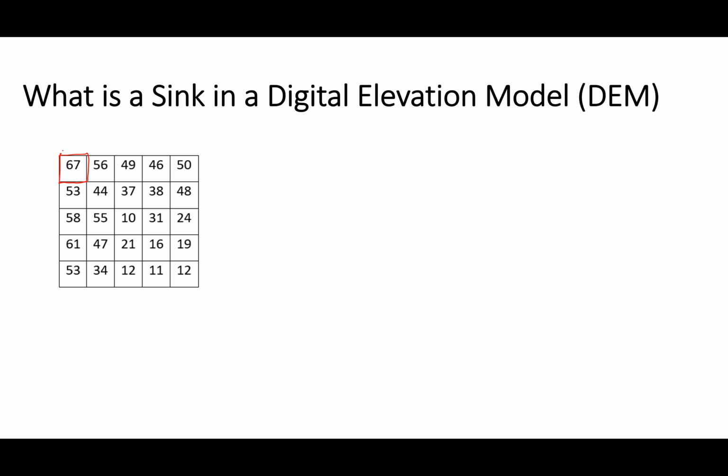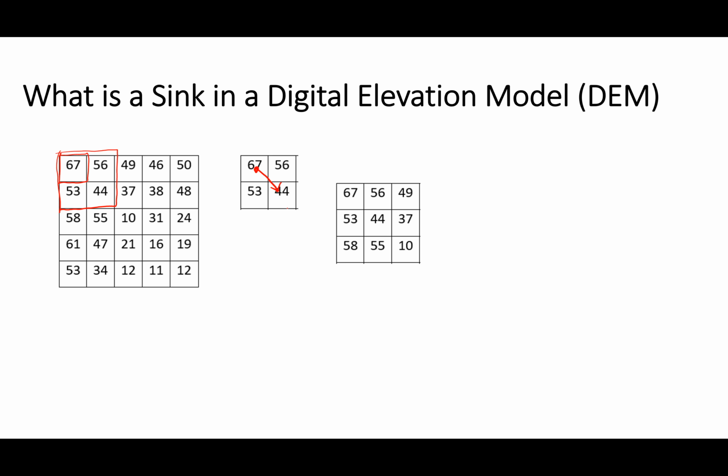So what I'm going to do is I'm just going to use these four corner cells to see how the water will flow if it hits this cell with an elevation of 67. So if the water hits this cell, then you can see that it can flow in any of these three cells because they all have elevation values lower than 67. For the sake of simplicity, let's just say that it will flow to this cell with an elevation value of 44. So the water dropped on 67, and from 67 it went to this cell that has elevation of 44.